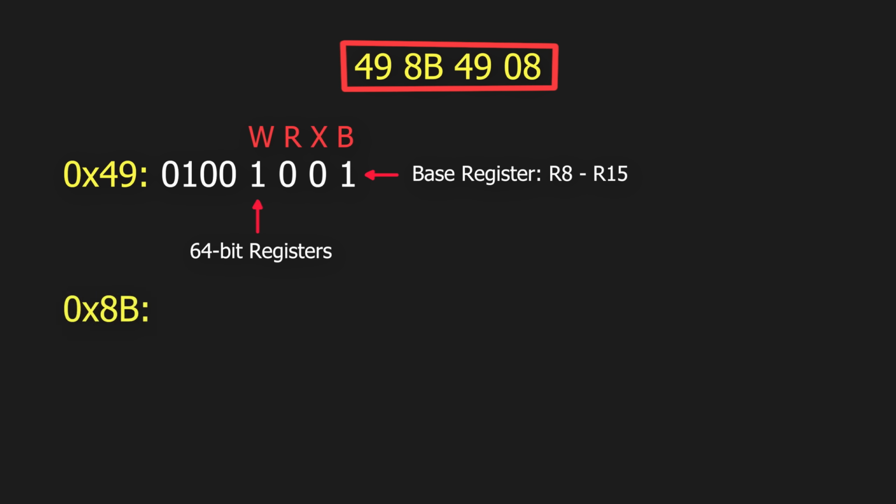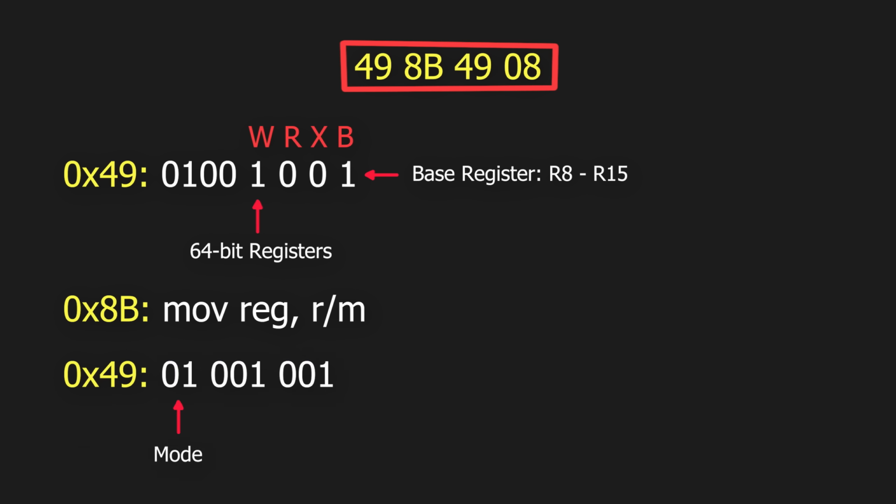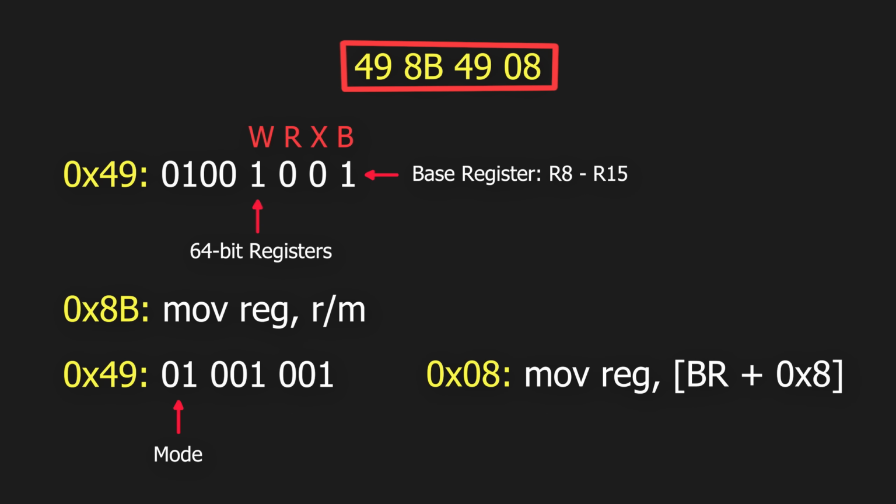The next byte is hex 8b. Again, this byte indicates that this instruction is a move instruction. The source will be a memory address and the destination will be a register. The next byte is the ModR/M byte. The first two bits are the mode. 01 here means that there will be a displacement, and the value of this displacement is the next byte, which is hex 8 or 8 bytes.